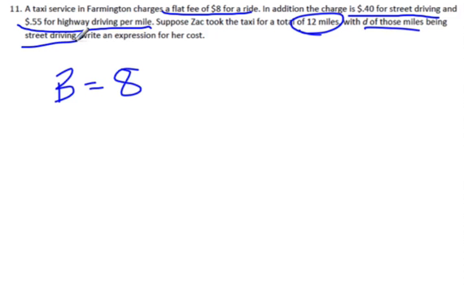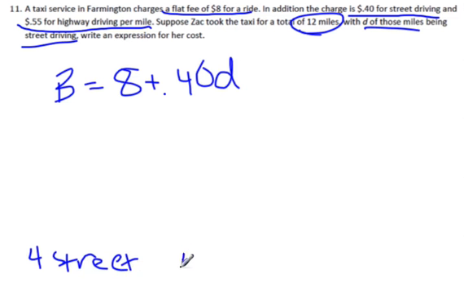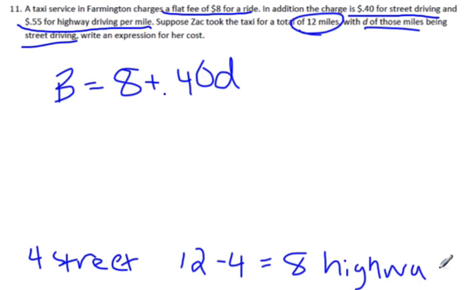Write an expression. So I know that for every D mile he goes on the street, it's going to cost me 40 cents. Now let's think about this logically, right? It costs 40 cents to drive D miles, okay? So let's say we know we went 12 miles. So let's say I know that 4 of those miles were on the street. To get the number on the highway, we would simply take 12 minus 4, which would give us 8 miles on the highway. So that's what we're going to do here, except we're going to do it with D.